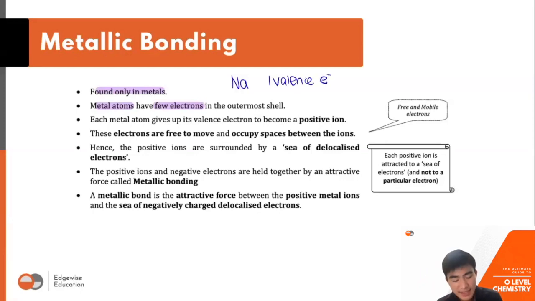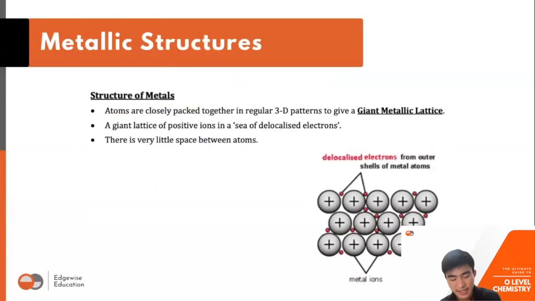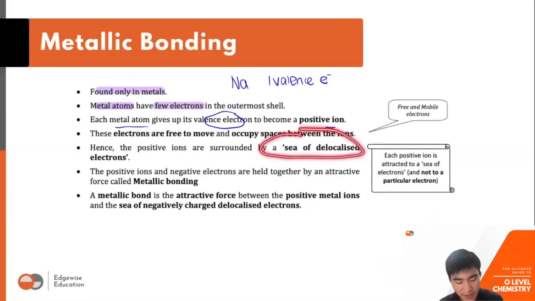Now, what does this mean? It means that this metal atom will give up its valence electron to become a positive ion. I'm going to show you a photo. This is how it looks. So I have a lattice of positive metal ions, and all the valence electrons are just floating about in the whole metal. And what does this mean? It means that because they are surrounded by a sea of delocalized electrons, they are able to carry a charge. If I give it charge, it can flow throughout the whole structure.